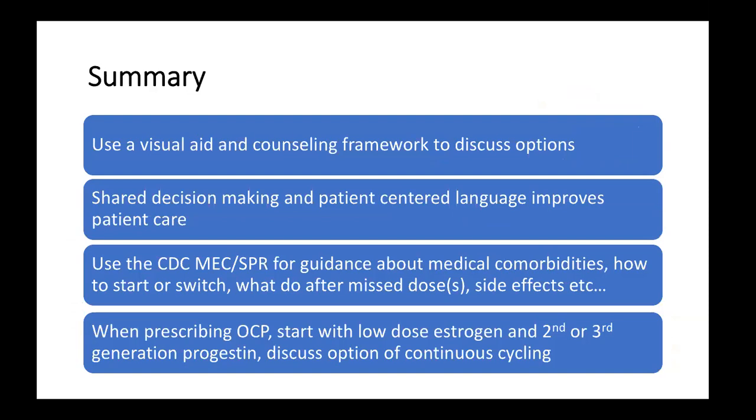So in summary, I already sort of promoted the first point, and then the second one as well. And the third point that I want to make is to use the CDC medical eligibility criteria and standard practice recommendations for guidance about patients who have medical comorbidities, about how to start or switch contraception, and what to do if there's missed doses. And in general, when prescribing an oral contraceptive with both estrogen and progesterone, start with a low dose estrogen and a second or third generation progestin, and then think about whether the patient would be interested in continuous cycling versus cyclic.